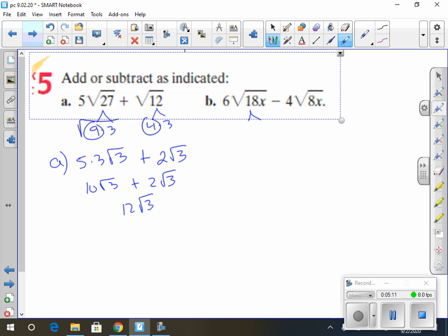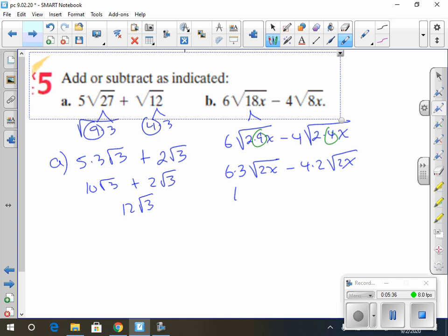This happens to be 6 square root of 2 times 9x minus 4 square root of 2 times 4x. Those are perfect squares. Those will come out. So that's 6 times 3 square root of 2x minus 4 times 2 square root of 2x. 18 root 2x minus 8 root 2x gives me 10 square root of 2x.